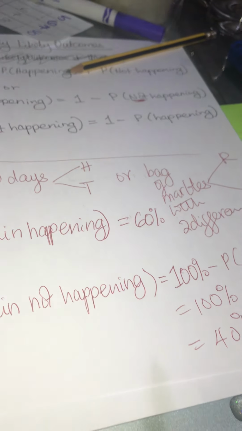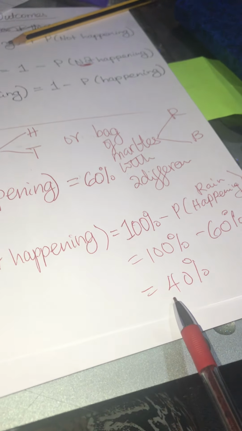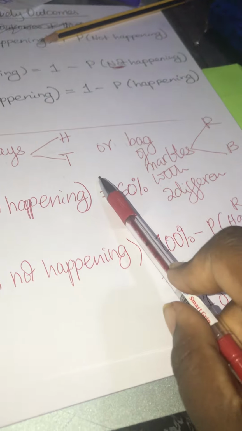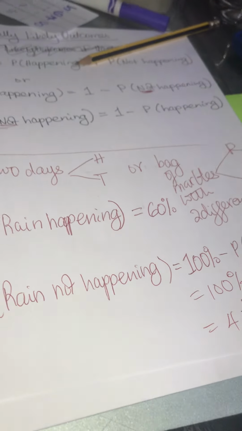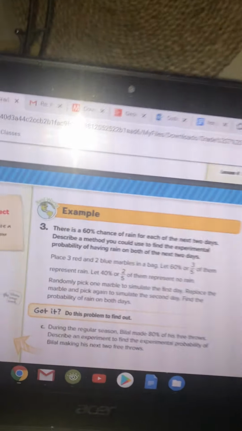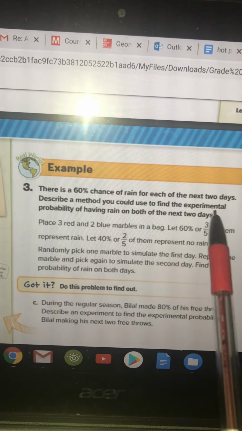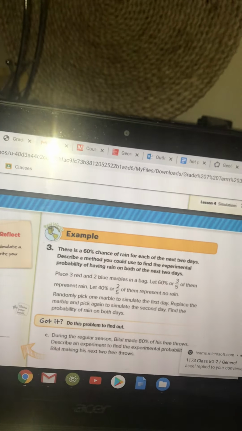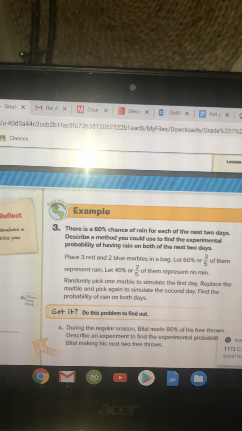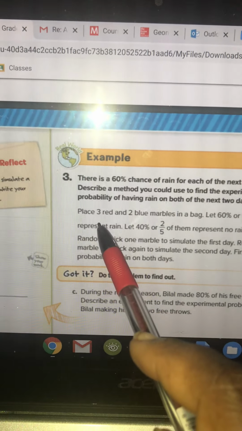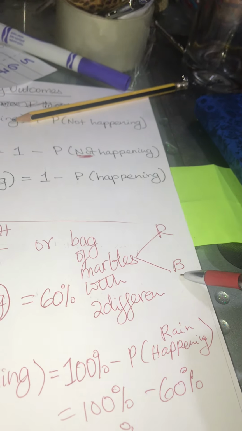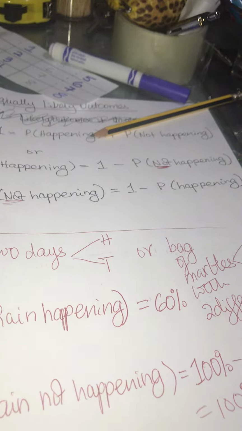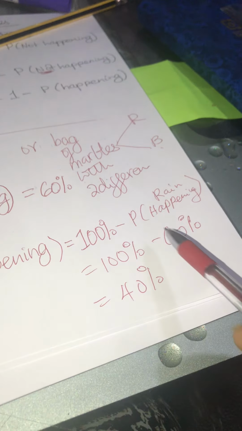Okay? So when it rains, it will rain 60% of the time. If it is not raining, you will get a 40% chance. Describe a method you will use for that experiment. Now, how did I get 3 red and 2 blue marbles? Even though I said I'm only going to use these 2 colors, it is because we are going to do it for 2 days.